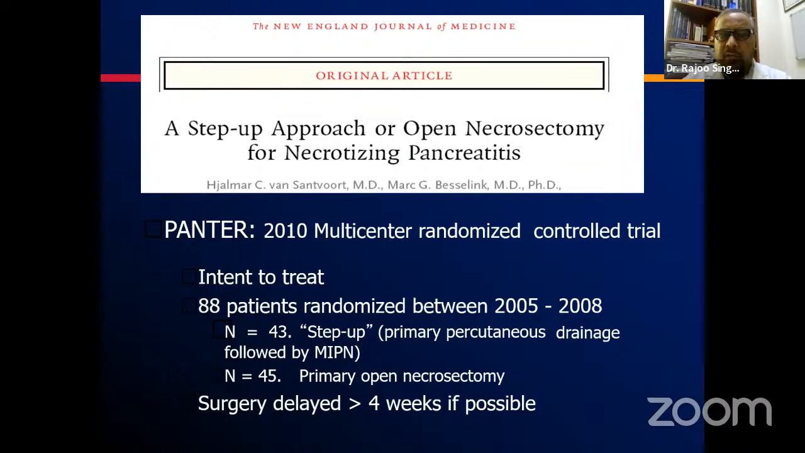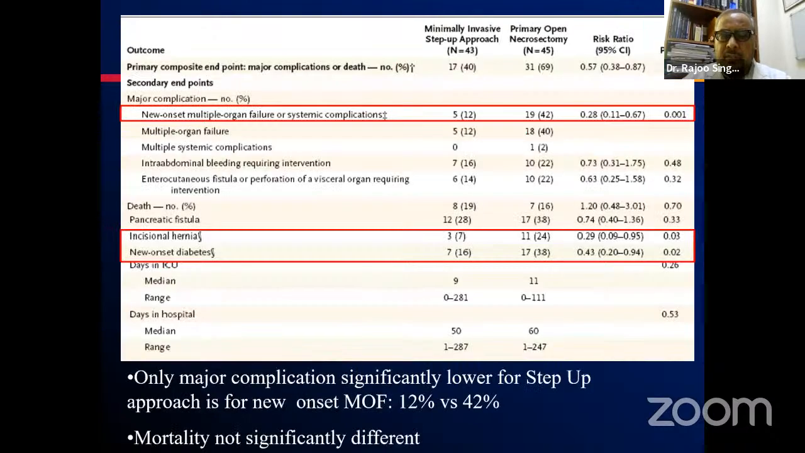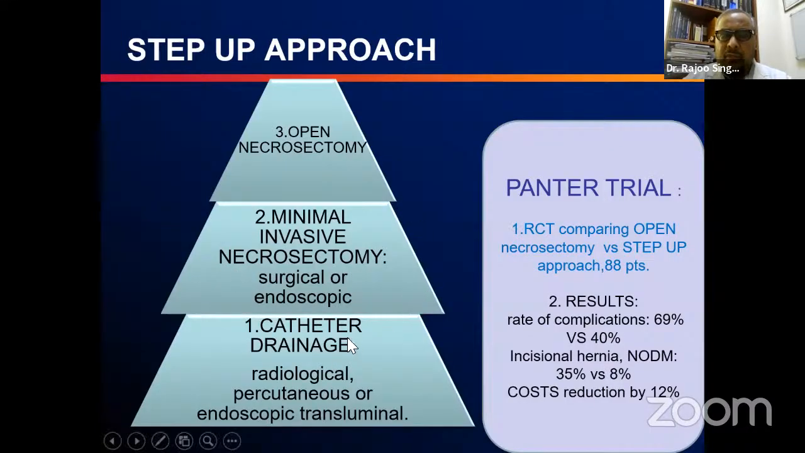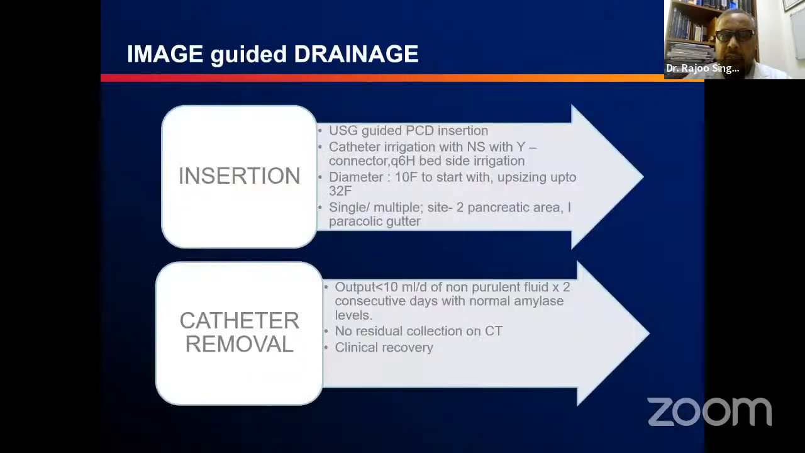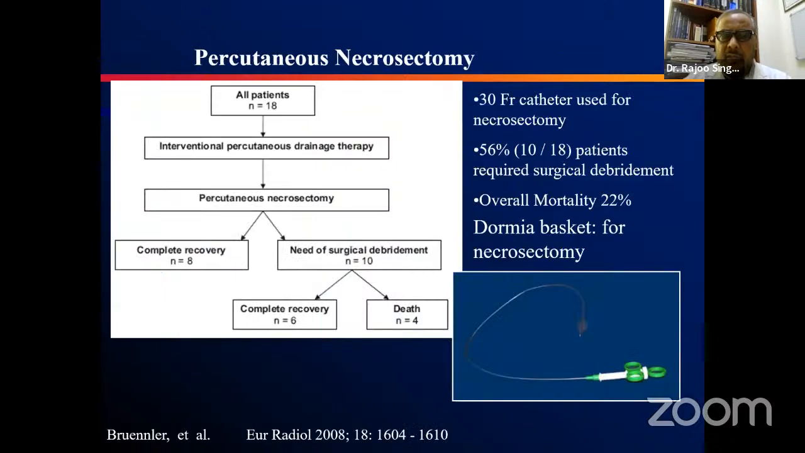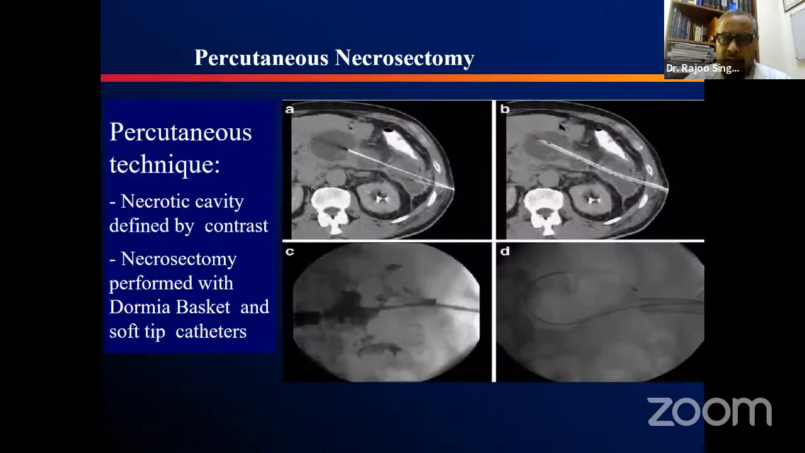Now, this was the PANTER trial done in 2010. Basically, it had shown that the first stage would be a catheter drainage, second is minimally invasive necrosectomy, then an open necrosectomy, and you go in this manner. You go from below upwards, and the outcomes are much better. Now, how do you do an image guided drainage? The catheter is generally put in by an interventional radiologist, and it helps in the drainage of the necrosis, and you can even do a percutaneous necrosectomy with these techniques.